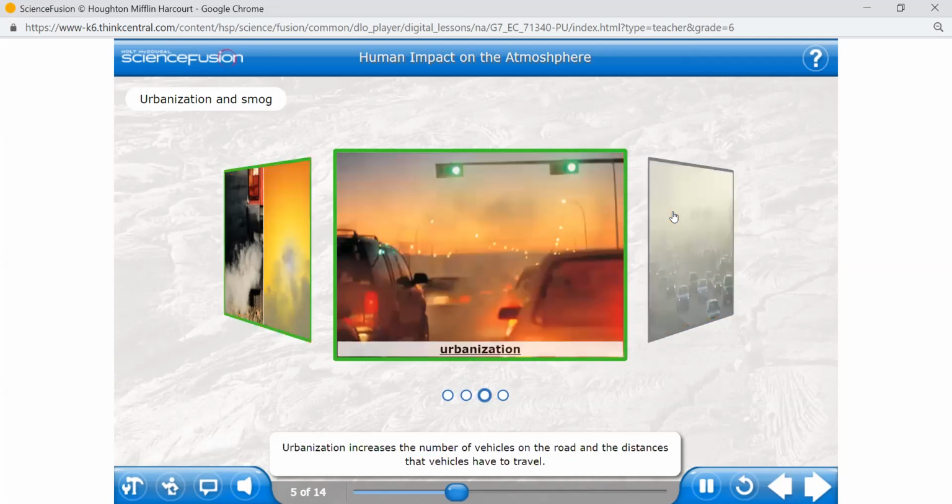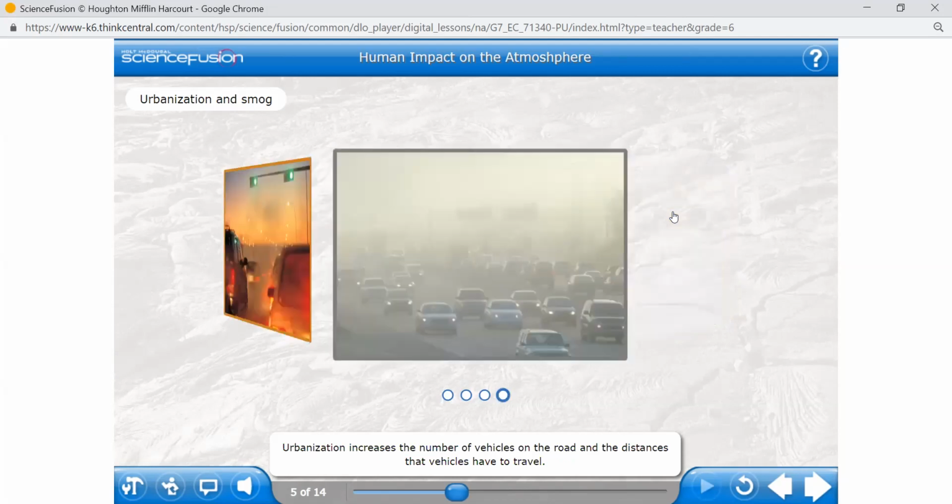Urbanization increases the number of vehicles on the road and the distances that vehicles have to travel. As more vehicles hit the road, more exhaust is produced, which leads to more ozone and smog. A sprawling, highly populated city like Los Angeles.